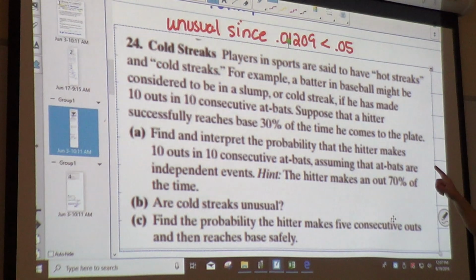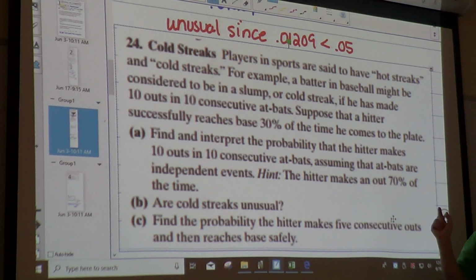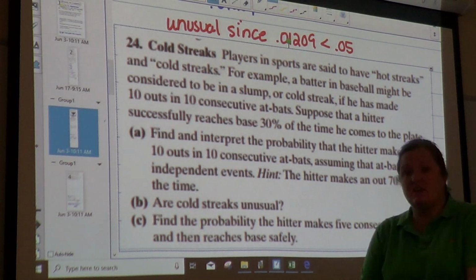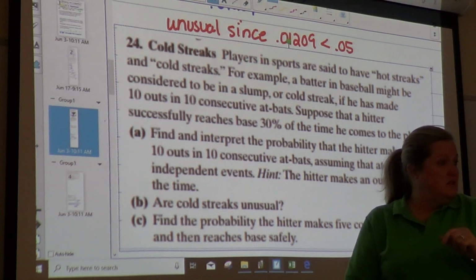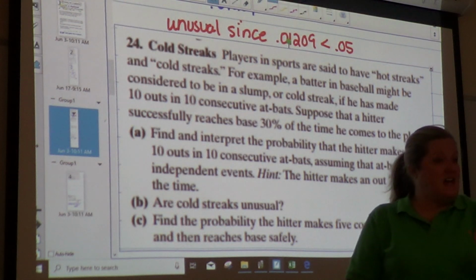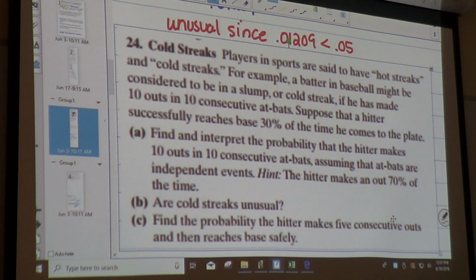Suppose that a hitter successfully reaches base 30% of the time he comes to play. So 30% of the time he goes to first base. So what percent of the time does he head back this way? 70%. They didn't tell me that, well, they did right here because they were nice. So 70% of the time he heads back, because the 30 plus the 70 are complements of each other.